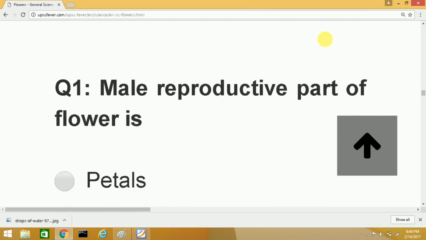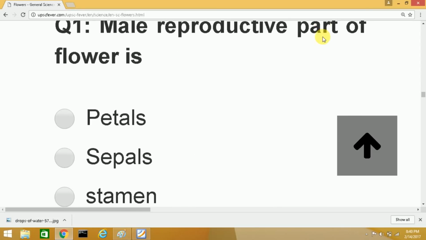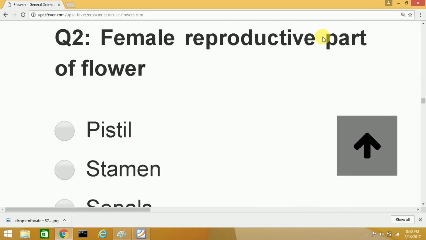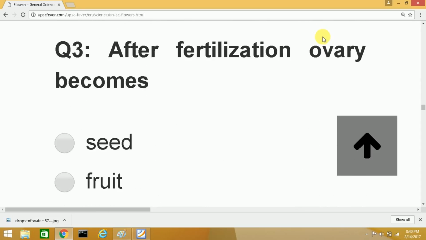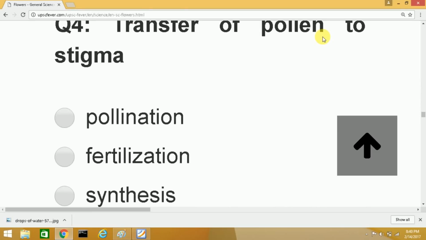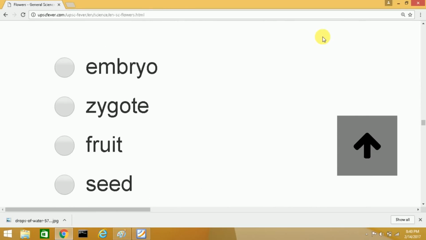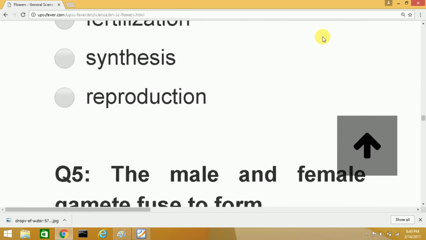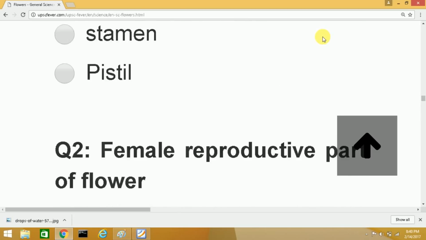There is a quiz in this chapter and you have to solve this quiz, and if you are confident and you can score at least 5 out of 5 or 4 out of 5, then you can move on to the next video. You may find this chapter in the science section of UPSC.